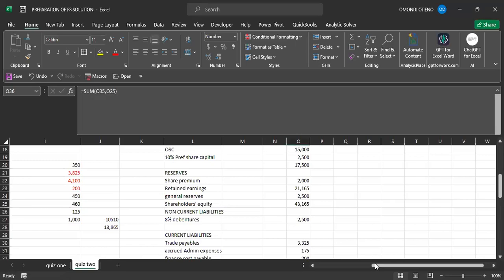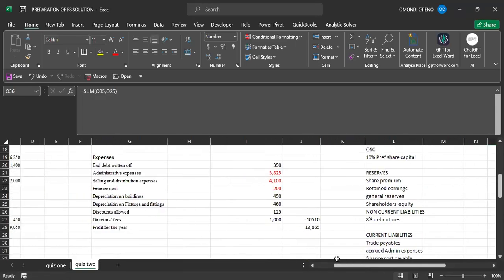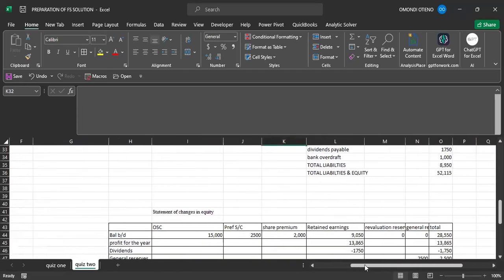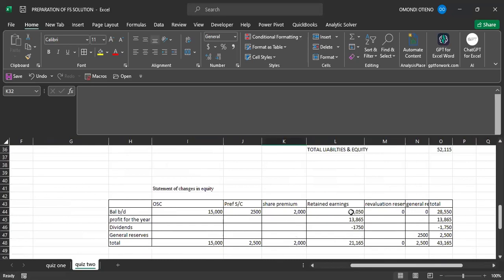Now, something was done, but we did not rectify. Look at our statement of changes in equity. We were taking some amount to general reserve, right? Where was this 2,500 coming from? We took 2,500 to general reserves. Where were we taking it from?